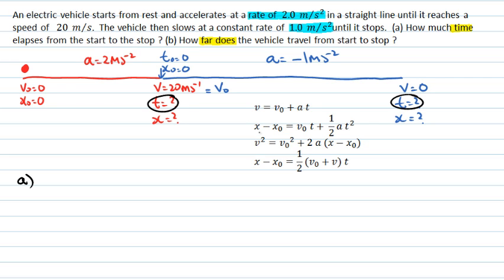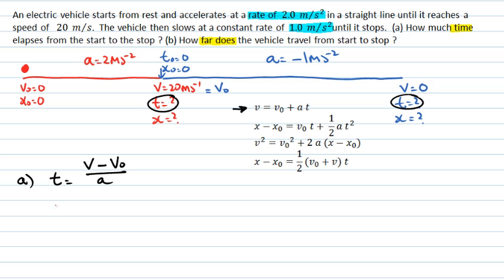Looking at these equations here, hopefully you see that the first one's actually a useful one, because I know the initial velocities, the final velocities, and the acceleration, so I can use this equation to just solve for the time. So let's rearrange that equation to make t the subject. So t is equal to my final velocity minus my initial velocity divided by my acceleration.